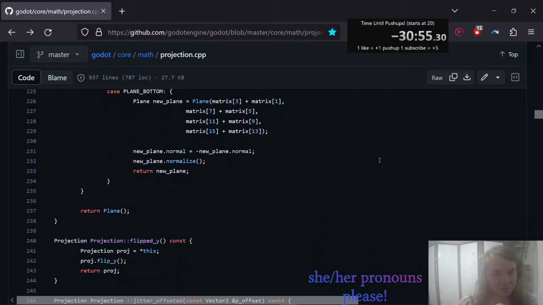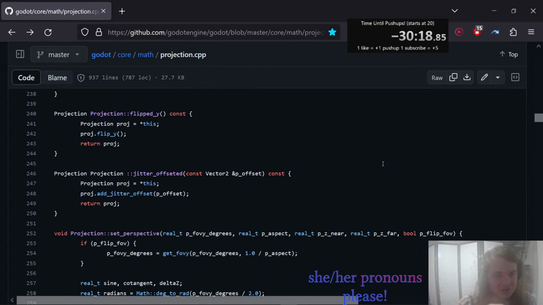Case plane bottom, colon. Plane new plane equals plane matrix of 3 plus matrix of 1, comma, matrix of 7 plus matrix of 5, comma, matrix of 11 plus matrix of 9, comma, matrix of 15 plus matrix 13, comma, semicolon. New plane dot normal equals minus new plane dot normal semicolon. New plane dot normalize semicolon. Return new plane semicolon. Right curly, return plane semicolon, right curly.